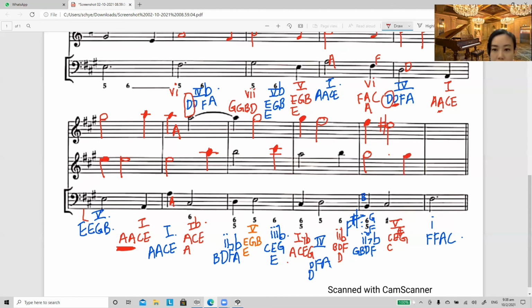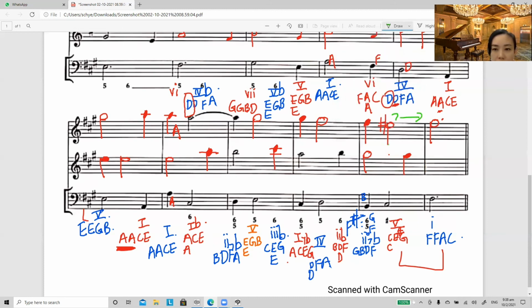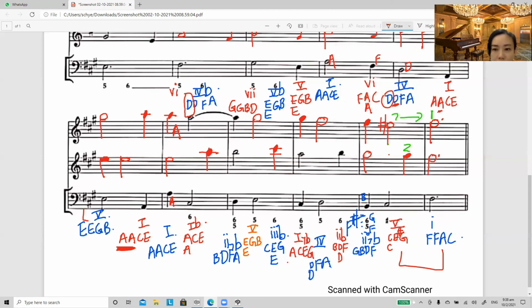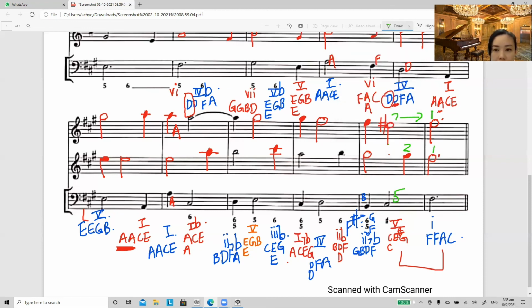And don't forget, because this is a cadence, a 5-to-1 cadence, the leading note and tonic must be resolved like this. So the leading note must go to tonic. Okay, I will use a different pen to remind you. So the leading note here is 7, must resolve to 1. And then for the middle line, the supertonic number 2, G, also must resolve to tonic F. And then the bass note, the 5 must go to 1.